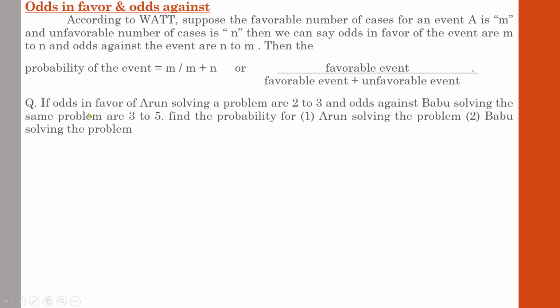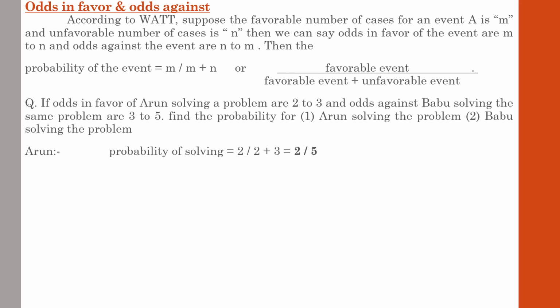Whenever you come across a question where the odds are in favor of solving a problem, that is very direct and easy. 2 is to 3 gives 2 divided by 2 plus 3, that is 2 by 5. In the question it was asked what is the probability that Arun solves the problem, and it is said that the odds are in favor of Arun solving the problem, so everything is positive. Arun's probability of solving is 2 by 5.